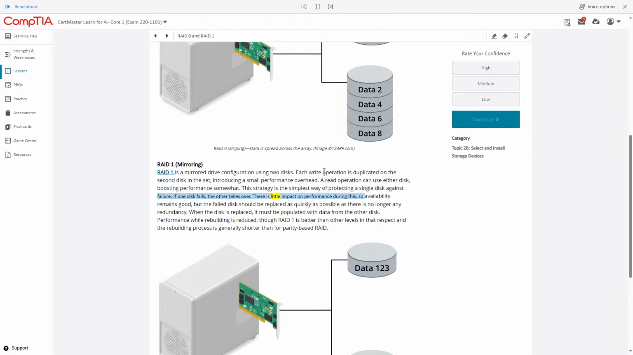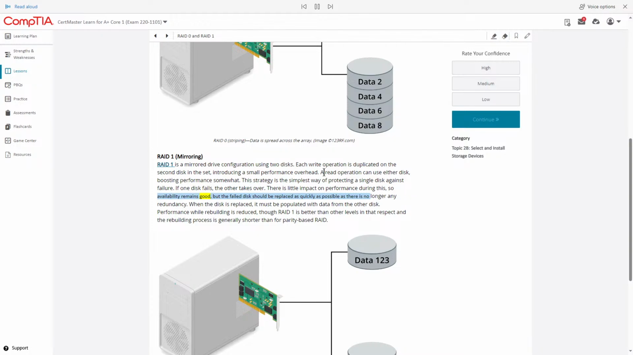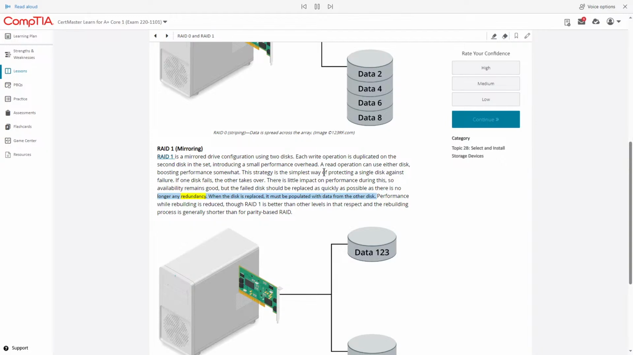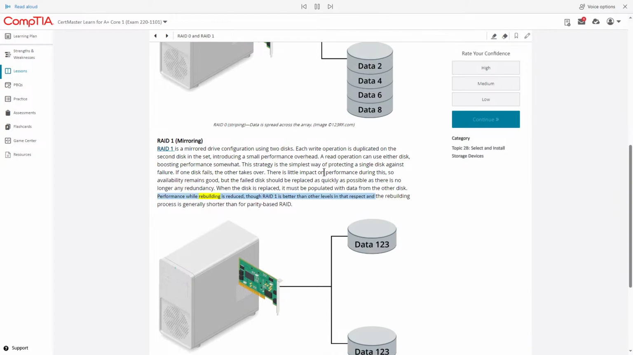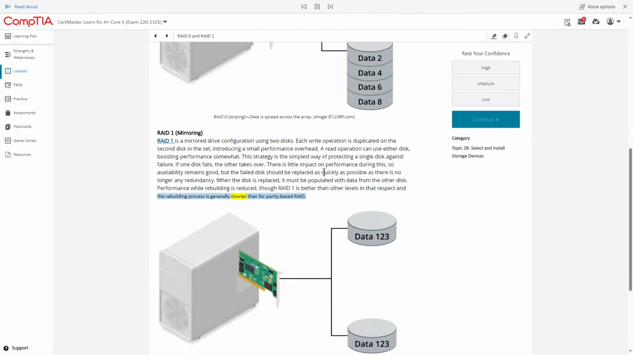There is little impact on performance during this, so availability remains good, but the failed disk should be replaced as quickly as possible as there is no longer any redundancy. When the disk is replaced, it must be populated with data from the other disk. Performance while rebuilding is reduced, though RAID 1 is better than other levels in that respect, and the rebuilding process is generally shorter than for parity-based RAID.